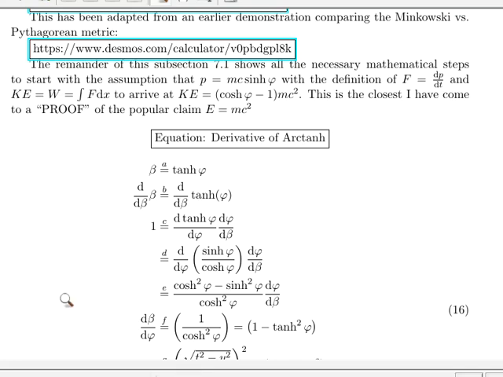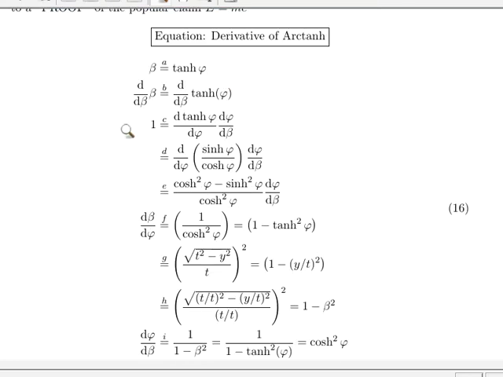Okay, the goal of this video is to prove E equals mc squared. This is a different kind of proof than you usually see, but we're going to start with the derivative of hyperbolic arctangent. We start by giving the definition: v over c is beta, your velocity, which is the slope described by hyperbolic tangent of the angle phi here.